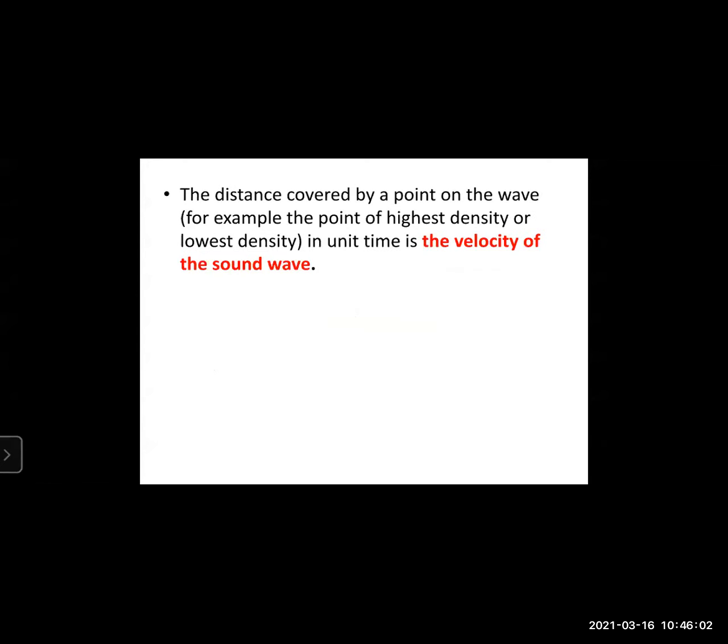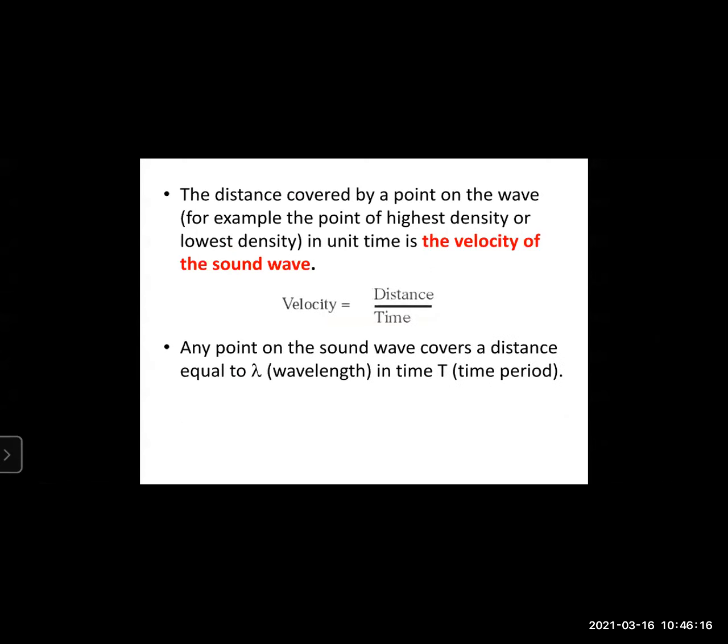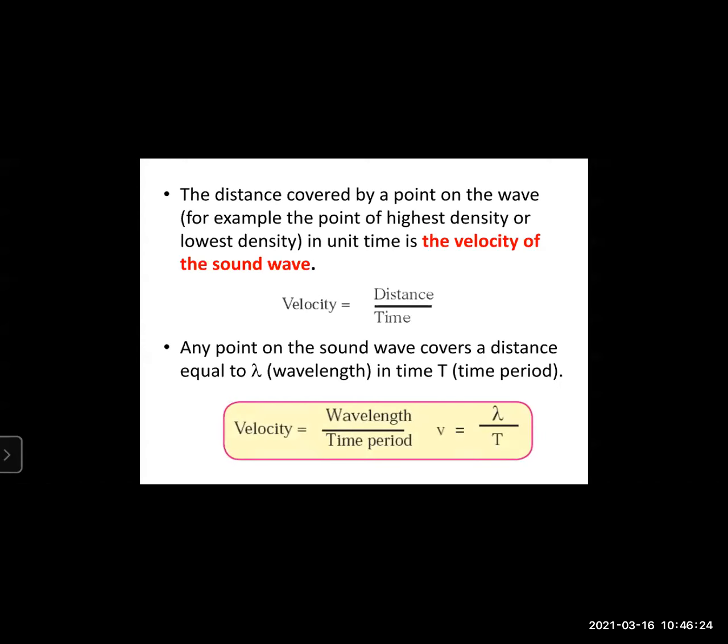Now, the distance covered by a point on the wave in unit time is called the velocity of the sound wave. Velocity is equal to distance upon time. So any point on a sound wave covers a distance equal to lambda, that is wavelength, in time T, that is the time period. Therefore, velocity is equal to wavelength upon time period. Symbolically, it is presented by v is equal to lambda upon capital T. Now, the velocity of sound is equal to wavelength into frequency.